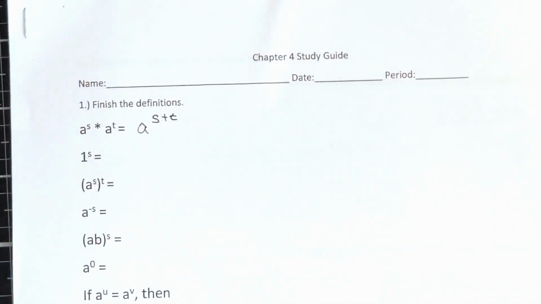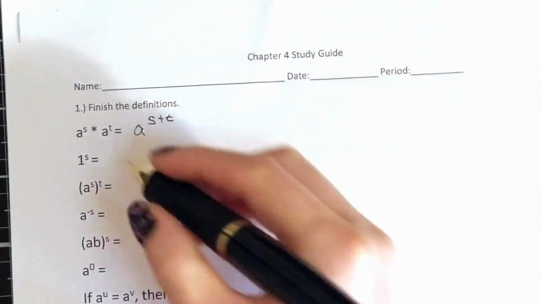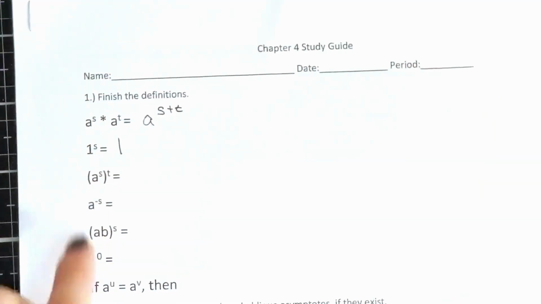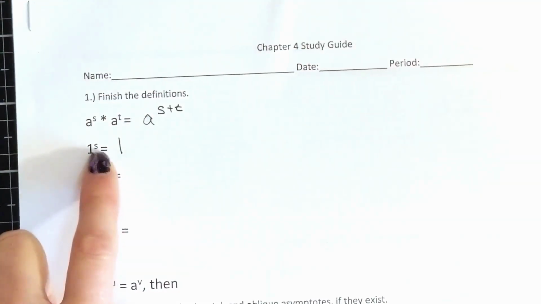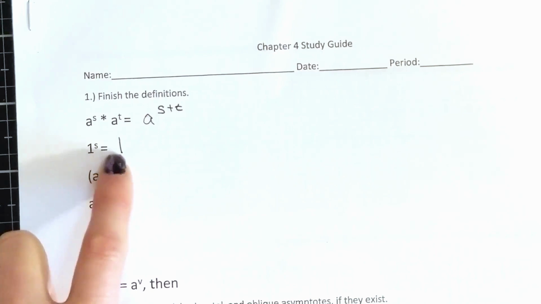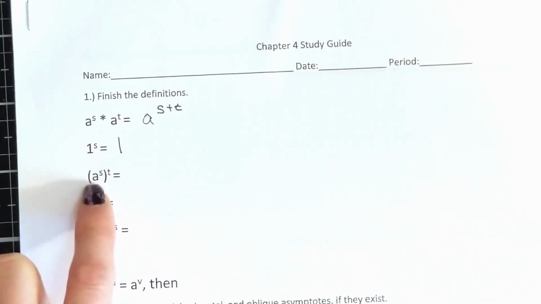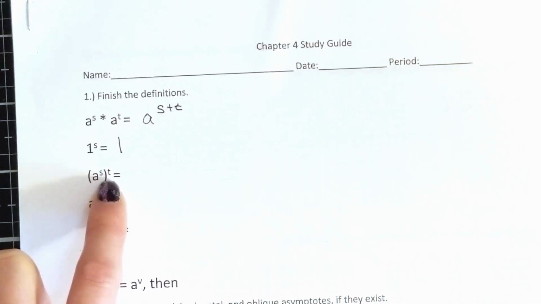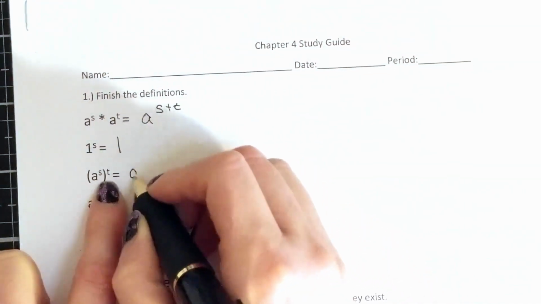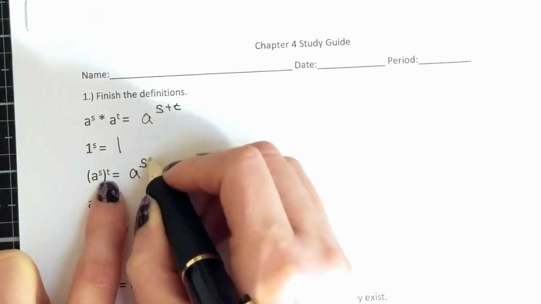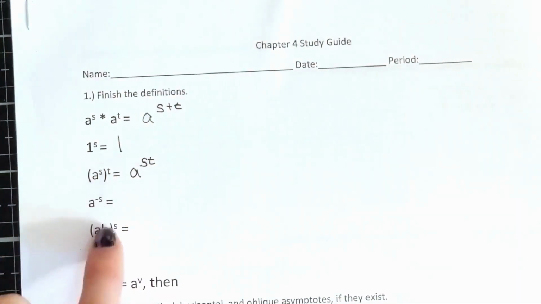The second one, 1 to the S, that is just 1. So it doesn't matter what number this S would be, it's just always going to be 1. A to the S to the T power, so this one you want to multiply. So this is A to the S times T.